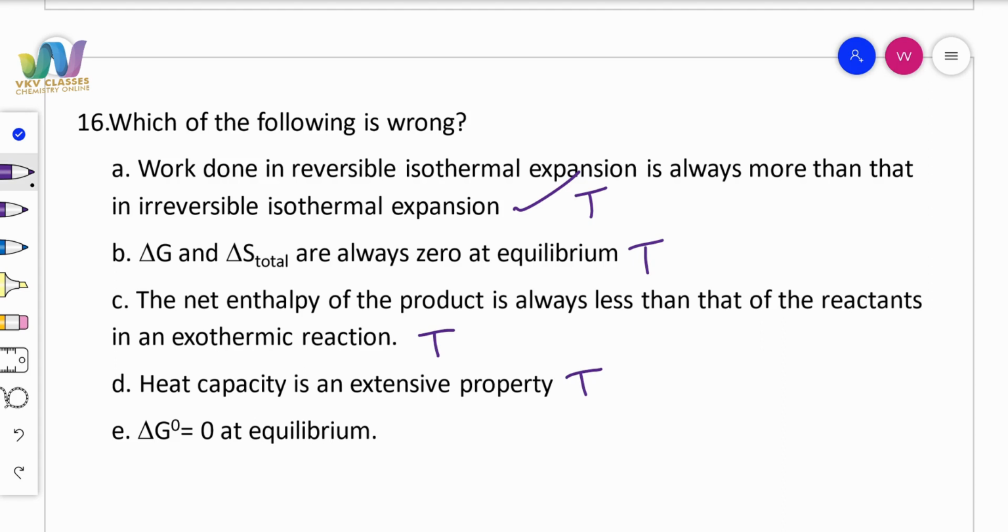And this is the false statement. Delta G naught is equal to 0 is a false statement. The true statement is delta G equal to 0 at equilibrium, not delta G naught. So this is the wrong statement in the given question.